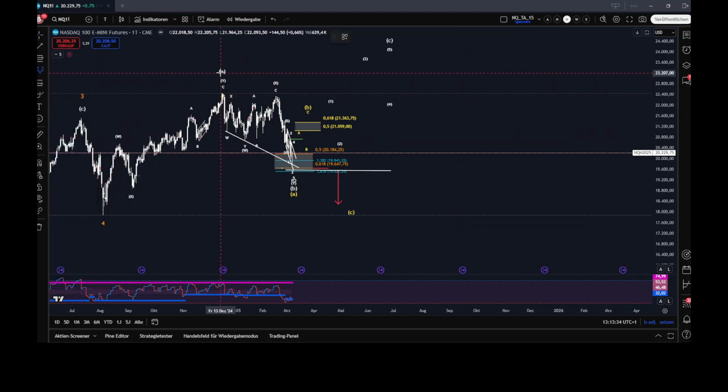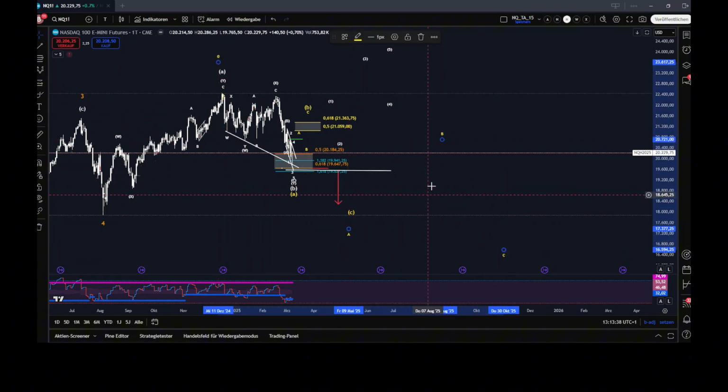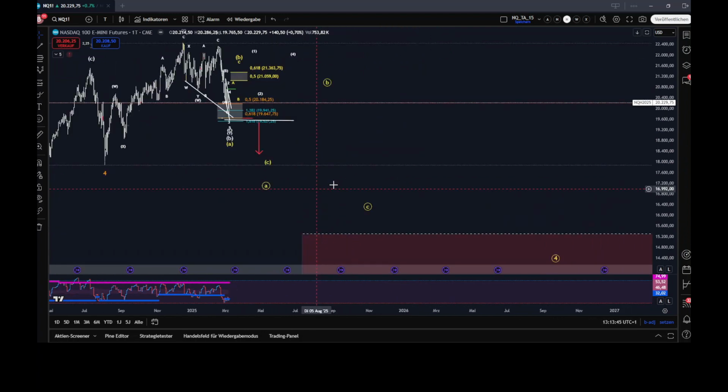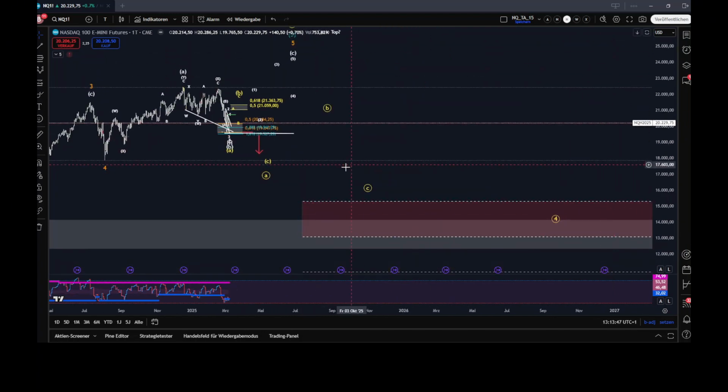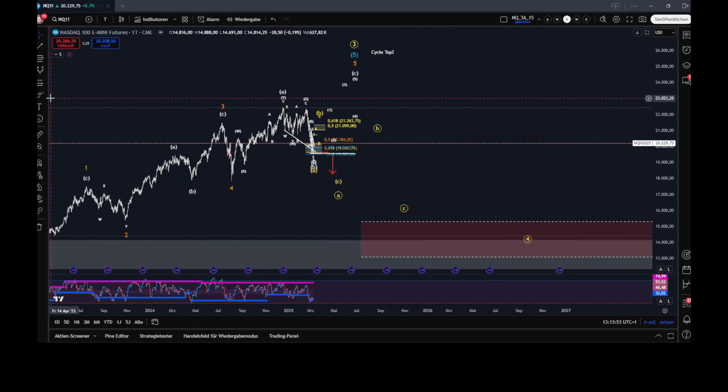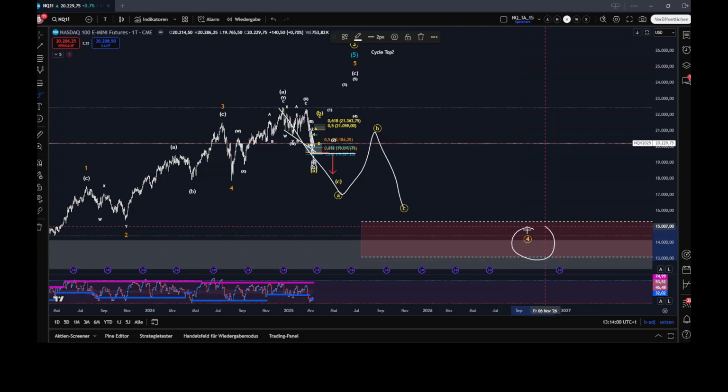So that would be wave A, then we get another B and another C. I'm going to put that now on the minute degree. And this would be the root, okay? So if we consider being in the yellow scenario, that would be our A wave down, as I mentioned before, B wave up, and the C wave to come. And that would then look for the primary 4th wave correction.